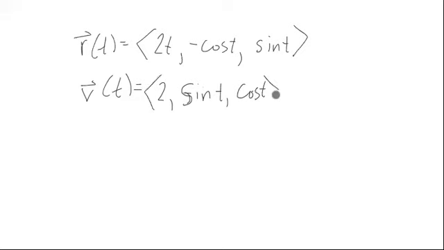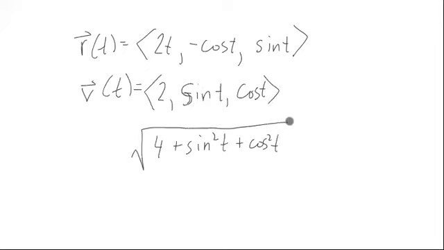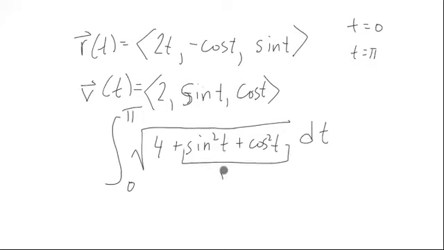And then we find the magnitude of this: square all the components, 4 plus sine squared plus cosine squared, and you take a square root. That's the magnitude of velocity. You integrate it. Suppose we're going from t is 0 to t is pi, and we want to know the arc length, how far we've traveled. Well, we just compute this, and we see that by an identity the sine squared plus cosine squared is 1. So we get the square root of 5 as a constant over this interval.